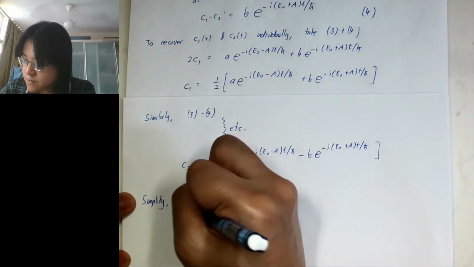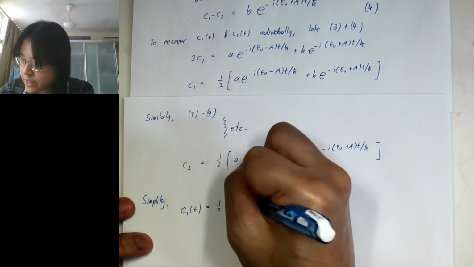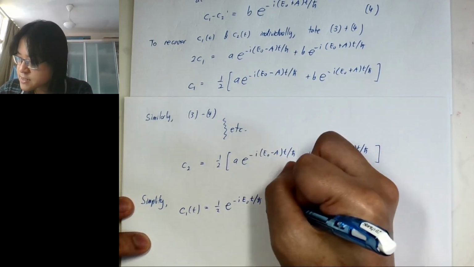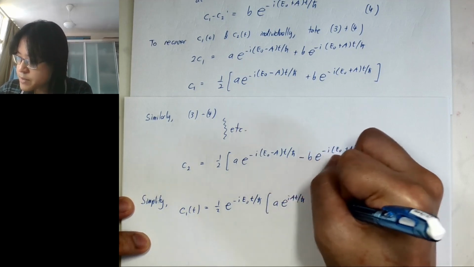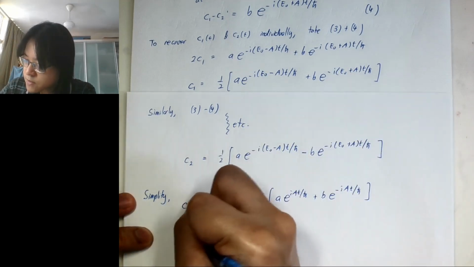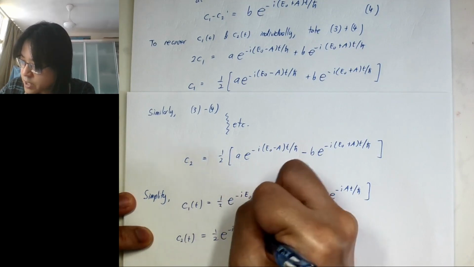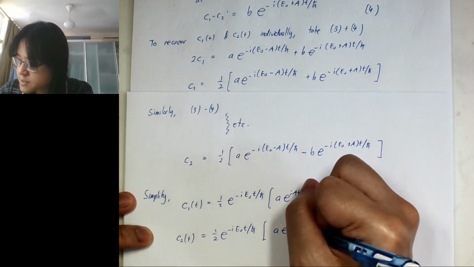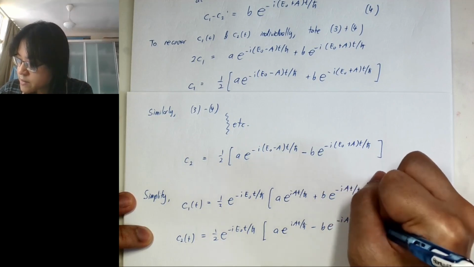So my C1 was a half, and then I take out the exponential of iE0t over ħ, and then what is inside? What is inside is A e^(iAT/ħ) plus B e^(-iAT/ħ). C2 is taking out the factor, so half e^(-iE0t/ħ), and then taking this out, I am left with positive A e^(iAT/ħ) minus B e^(-iAT/ħ).